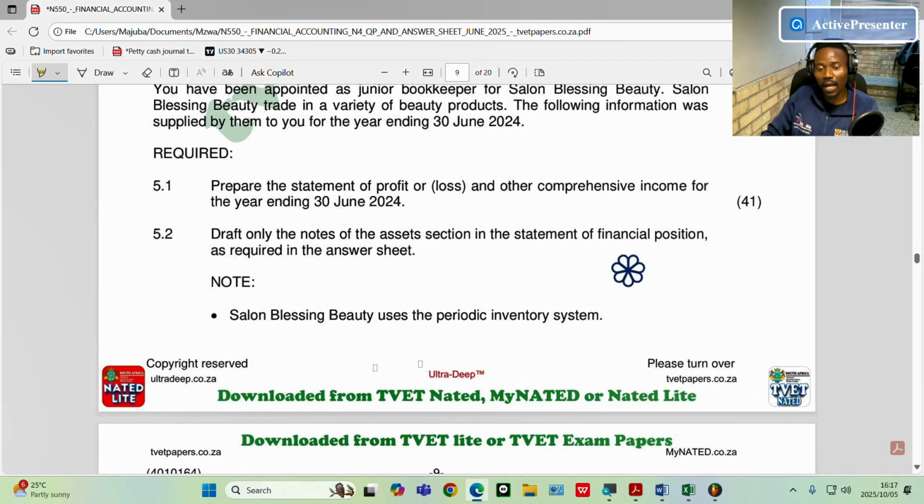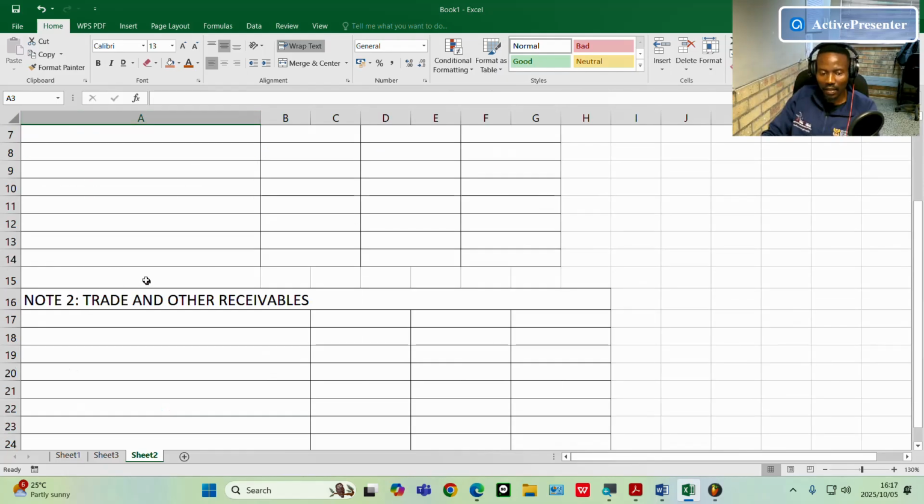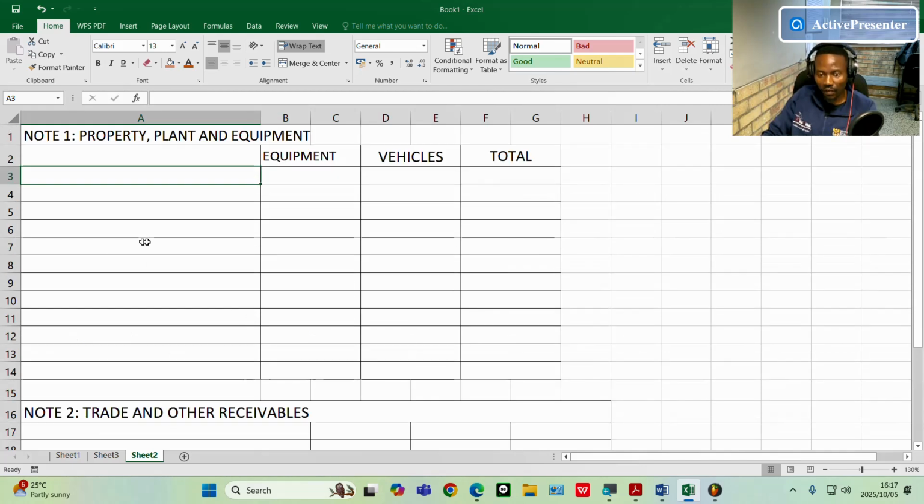So now we are doing 5.2, which says draft the notes of the assets section in the statement of financial position, as required in the answer sheet. Okay, I do have the answer sheet on my Excel. So we are required to do note number 1, property, plants, and equipment. And then the second note that we are required to do is the trade and other receivables.